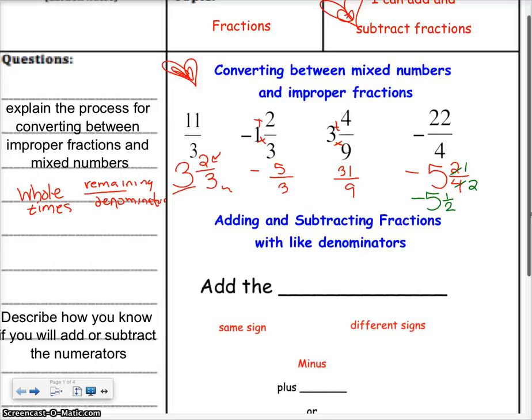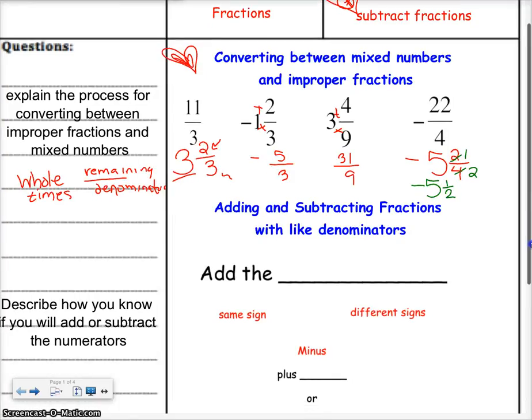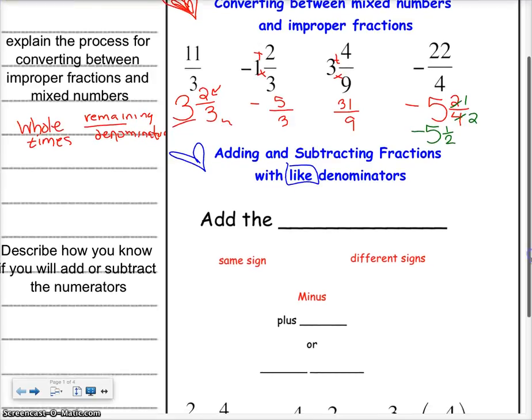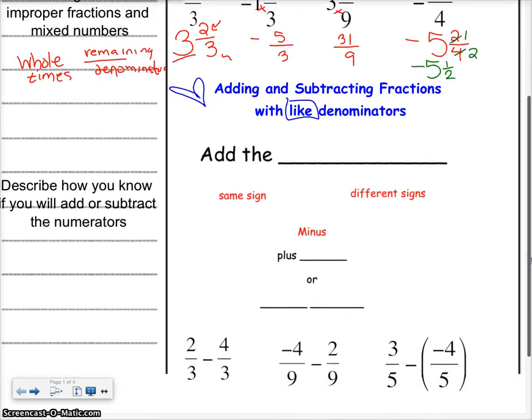All right, learning target number 2 is the actual addition of fractions with like denominators. Okay? Notice that we have like denominators. It is completely different when you have to find a common denominator. All you need to do is add the numerators. So when you add fractions, all you do is add the numerators. That's contingent on having common denominators.